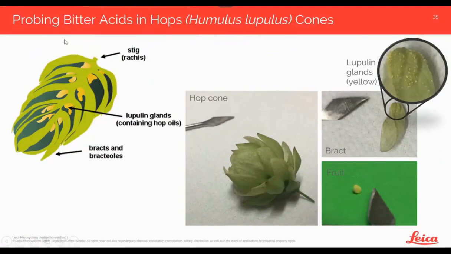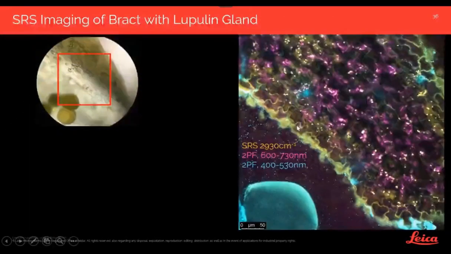Another example that I want to show you here is taking a look at bitter acids in hops cones. The hops cone contains so-called lupulin glands, the yellow structures in the image on the right here, that actually contain the bitter acids that make up the taste of beer. And so we took a look at those types of structures in this multimodal imaging approach, showing you here SRS imaging combined with various fluorescence colors that we can see from those samples.